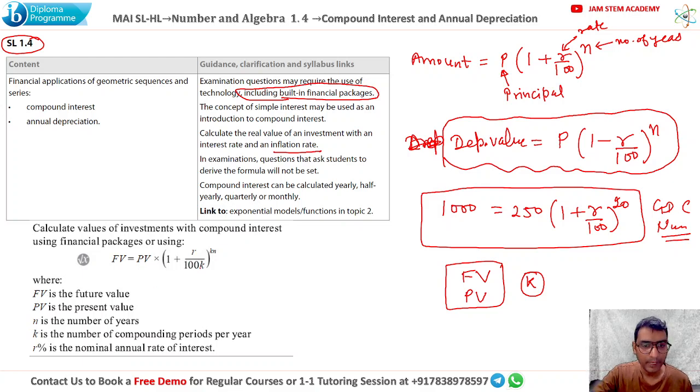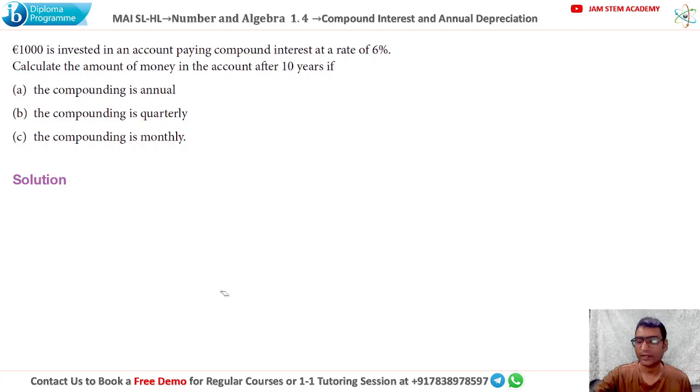So you can make the changes in your formula to get the final amount after that many years when compounding is done K times in a year. Or you can use the numerical solver if they ask for the R value, or the N value, or the present value and so on. Okay, so let's solve a question here.